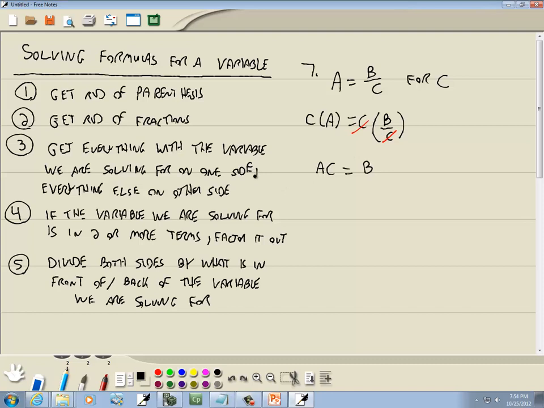Step 3, get everything with the variable you're solving for on one side, everything else on the other side. We're solving for C, everything with the C's on the left side and everything else is on the other side, so that's done. Step 4, the variable we're solving for is in two or more terms, factor it out. It's only in one term. Terms are separated by pluses and minuses. Step 5, divide both sides by what is in front of slash back of the variable we're solving for. We're solving for C. There's an A in front of it. So we're going to divide both sides by A. And those A's cancel. And we got C is equal to B over A. And that's our answer.